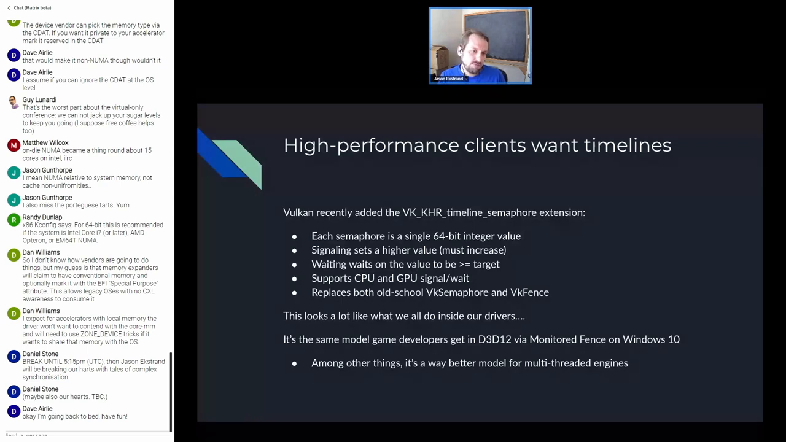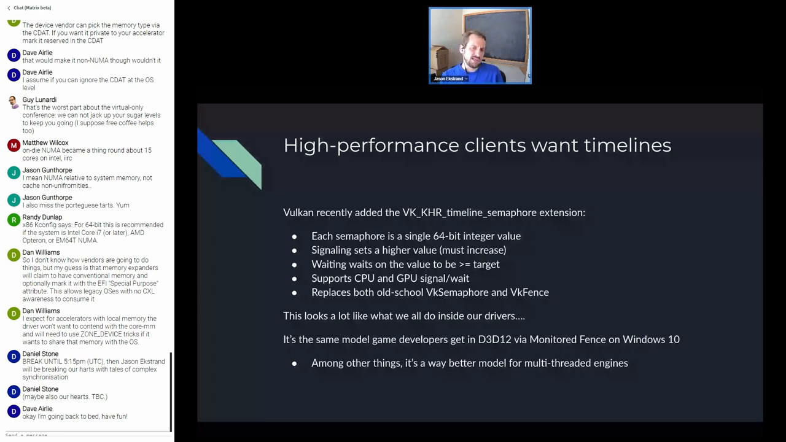So we have this timeline semaphore extension, which basically gives them a sequence number thing. You have a 64-bit integer. To signal it, you set a higher value. To wait on it, you wait for the value to be greater than or equal to some target. And you can wait from the GPU or the CPU, you can signal from either. And this kind of replaces the old stuff that we had.